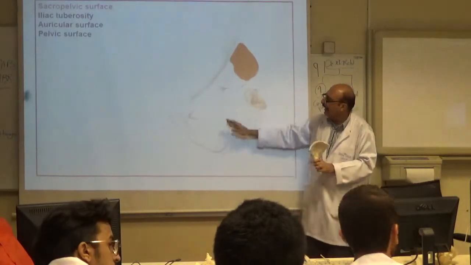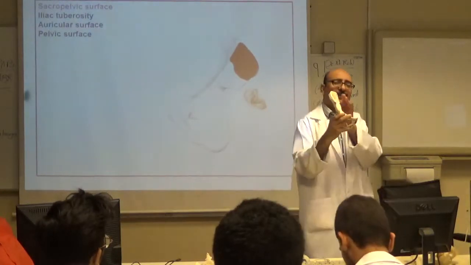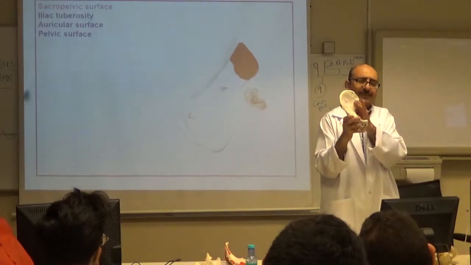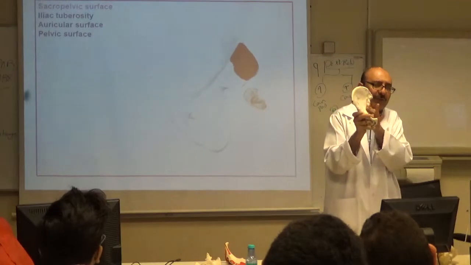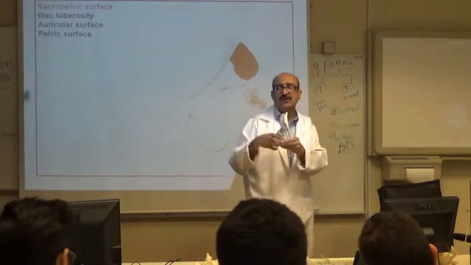Auricular surface, and after that here some pelvic surface. So again, iliac tuberosity, rough part. Then auricular surface, and then small pelvic surface. Good? Again, all of it.